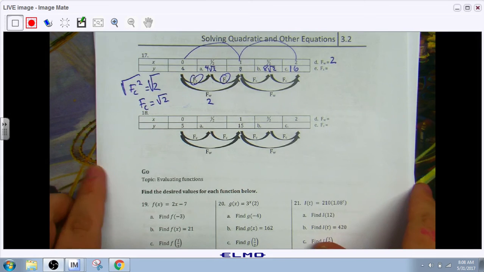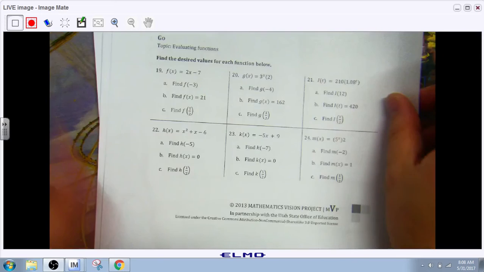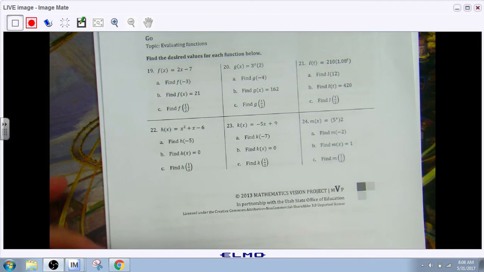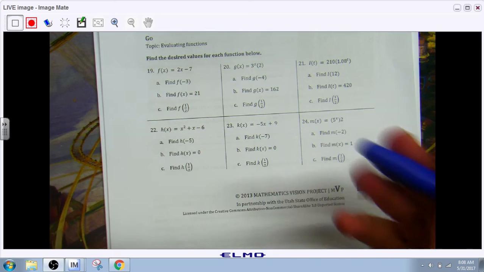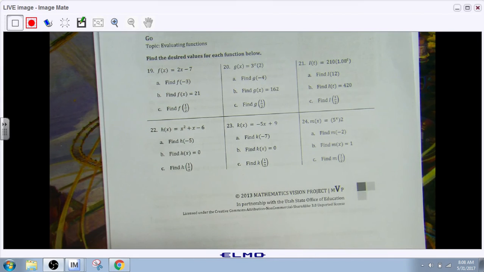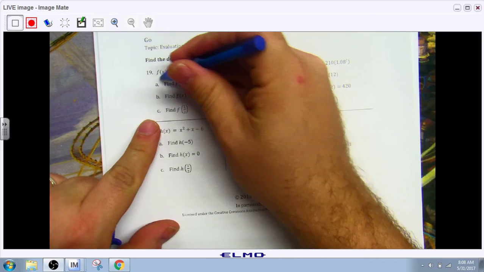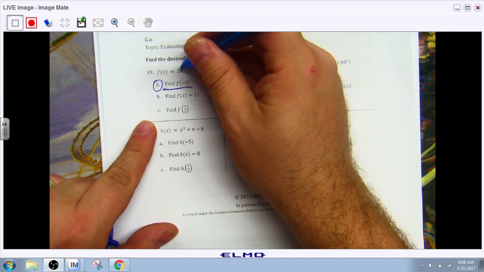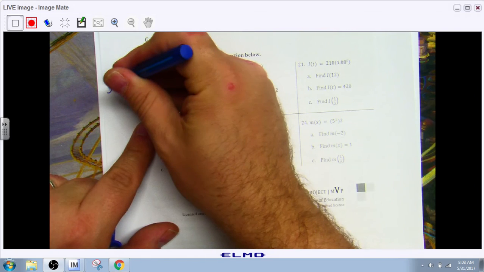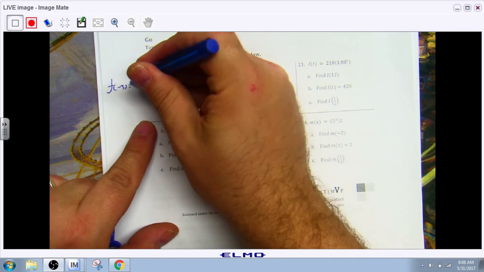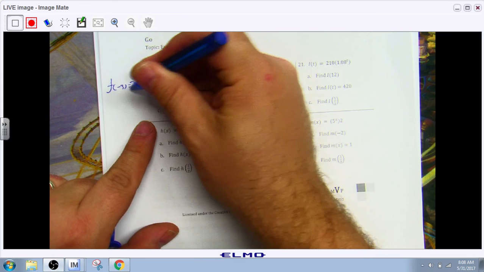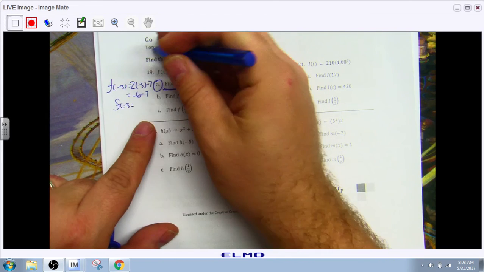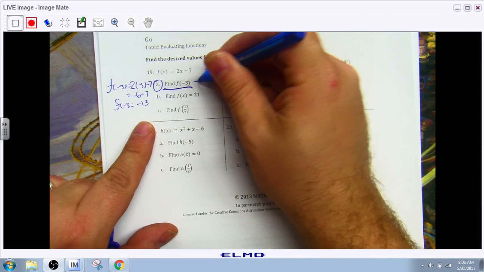Finally, evaluating functions. So it's pretty much going to give us either the x or the f of x. So think of it as we're either getting the x or the y, and we just have to find the other variable. So for example, a here says find f of negative 3. That means we plug negative 3 in for x. So f of negative 3 equals 2 times negative 3 minus 7, which is a negative 6 minus 7. So f of negative 3 equals negative 13.